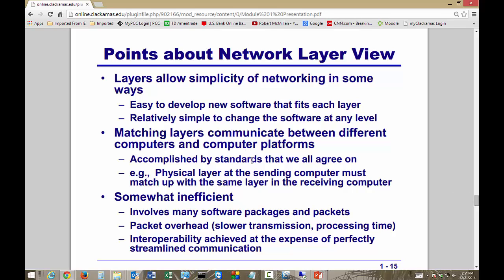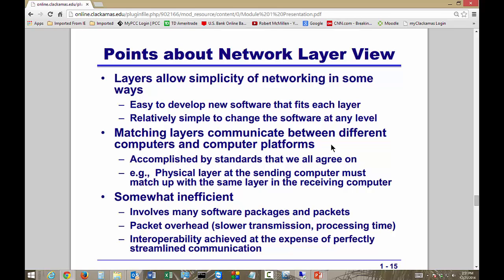All right, so let's talk about the network layer view. And layers allow simplicity of networking in some ways. It's easy to develop new software. So when programmers create software, they don't have to develop it for all 7 layers. They just develop it for the layer that they want to use it in. So that's one of the great things about the OSI or the network model.